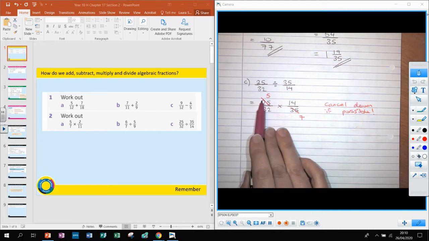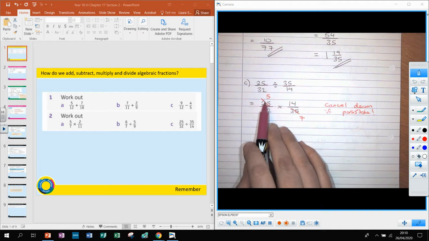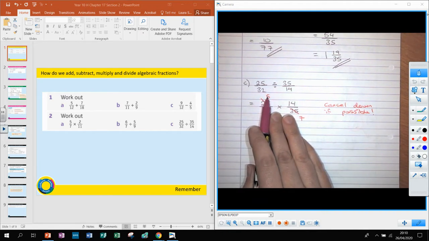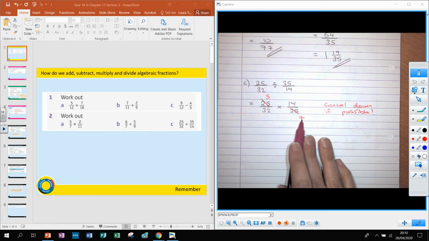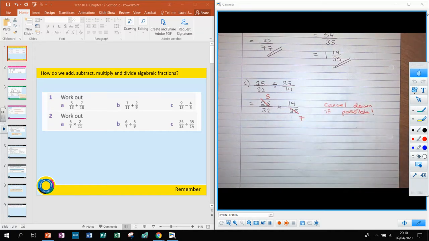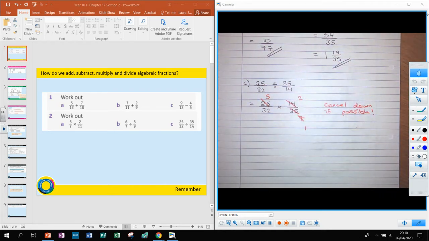Now 25 and 35 are both multiples of 5. So that's what I'm going to do. I'm going to divide both of those by 5. 25 divided by 5 is 5, and 35 divided by 5 is 7. But I can now go further. If we look, 7 goes into 14 perfectly. So actually, this 7 can become a 1, and this 14 can become a 2. And actually, I can go one step further.